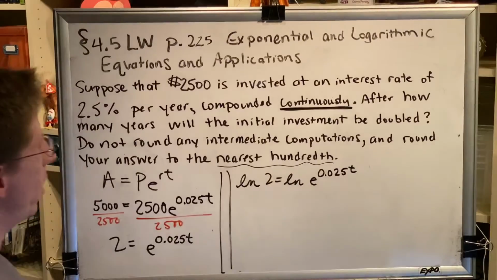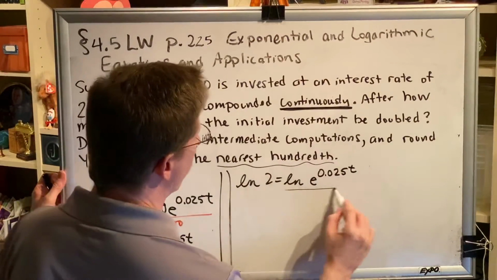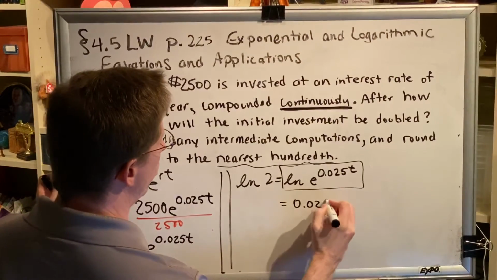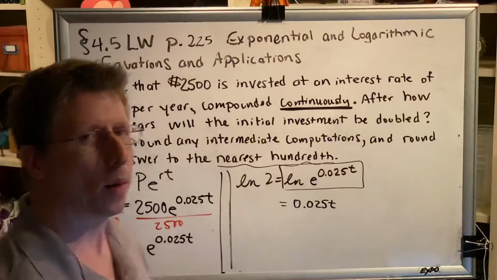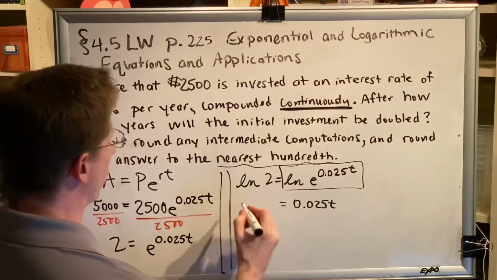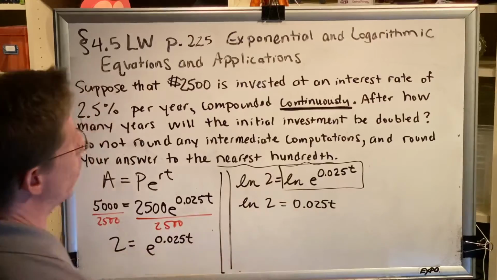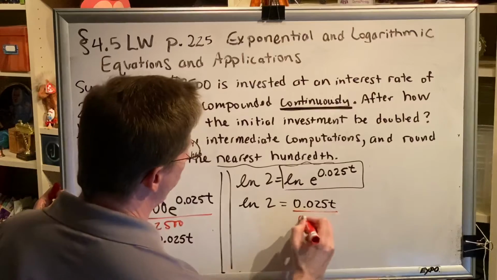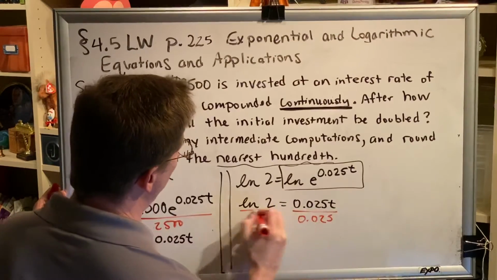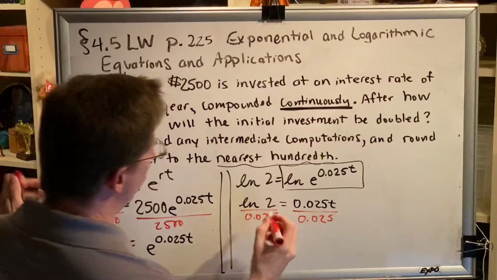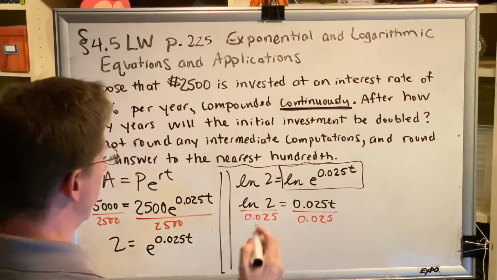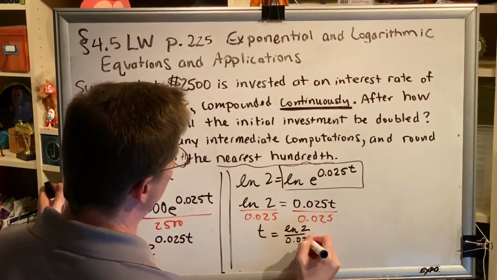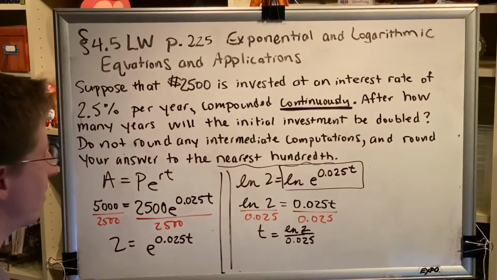Now in the previous 2 videos, I showed how something that looks like this gives the result 0.025t. So in this video, I'm not going to show those steps. I'm simply going to show the result. So I get the natural log of 2 equals 0.025t. To get t alone, I have to divide. So divide by 0.025 here and here. So this gives me the exact value of t. t is exactly equal to the natural log of 2 divided by 0.025. This is my final exact answer.